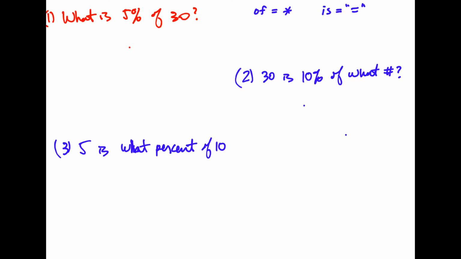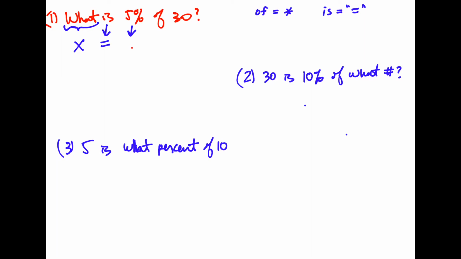So we can actually do a direct translation here. What means that we want to know this, right? So this is my unknown. Is translates into equals 5%. Now, of course, we want to change that to its decimal value. So this would be 0.05. Of means times, and 30. So we have this set up now for us to find the answer. We can say x is going to be equal to 0.05 times 30, which is 1.5. All right.